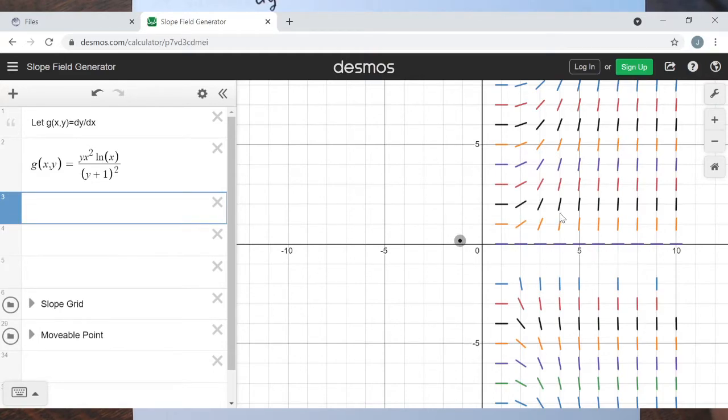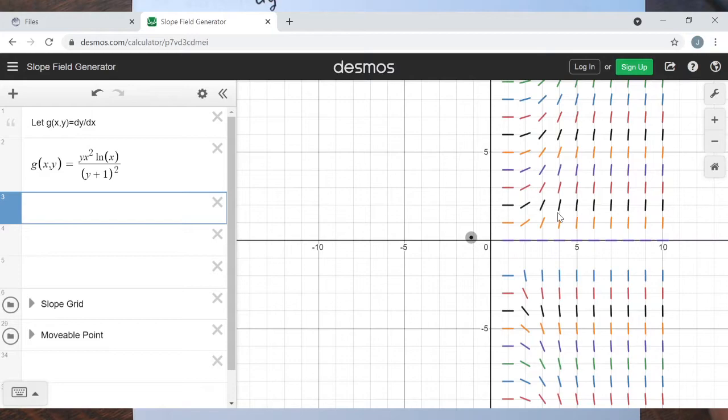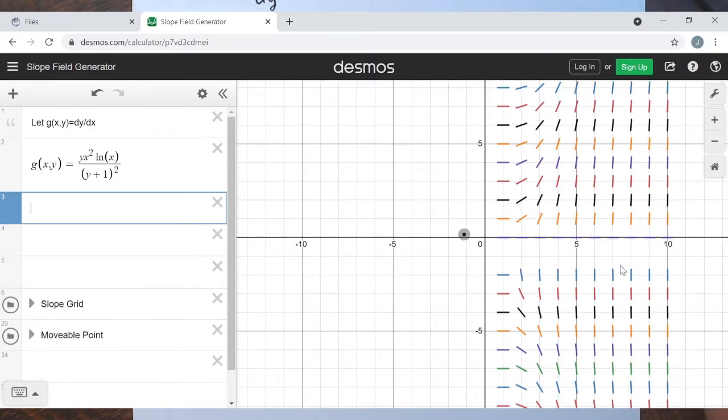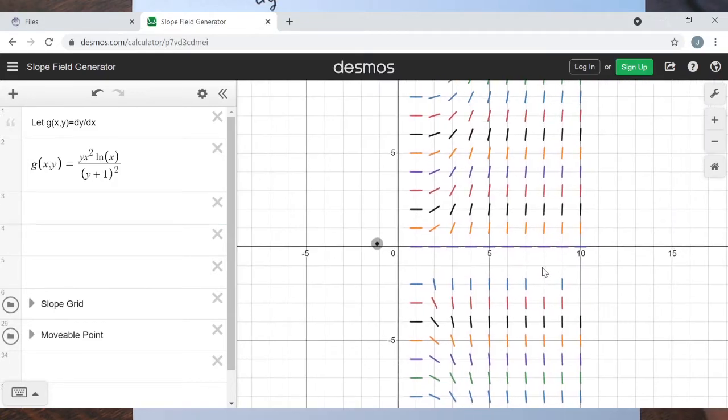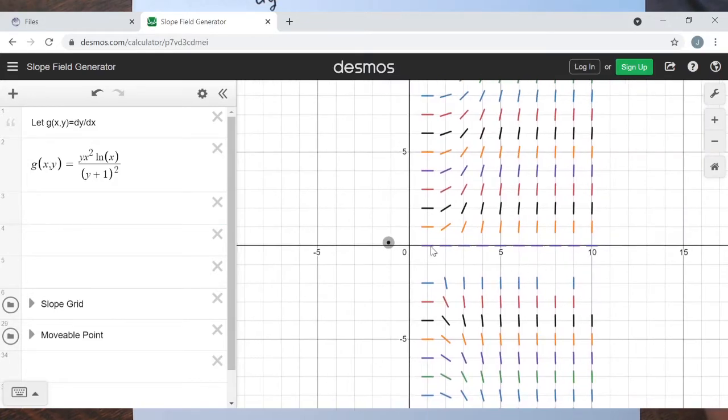Sorry how long that took. And notice, it's only for the positive values of x. Remember, natural log of x, you can only plug in positive values of x. So you see how you only get little lineal elements for the slope field on the right half of the plane. And it looks like whoever created this only did it up to 10. I didn't create this.